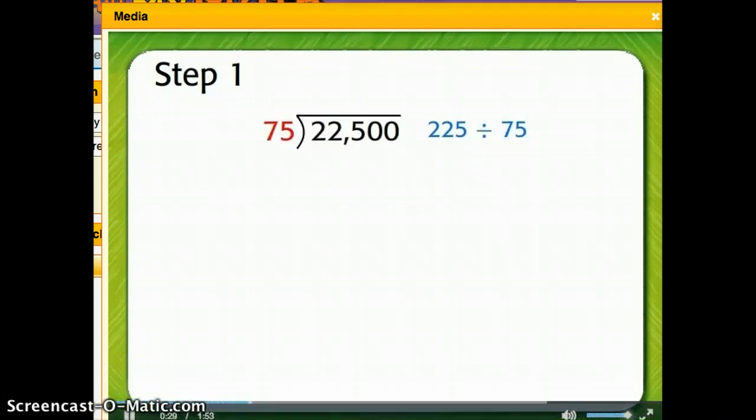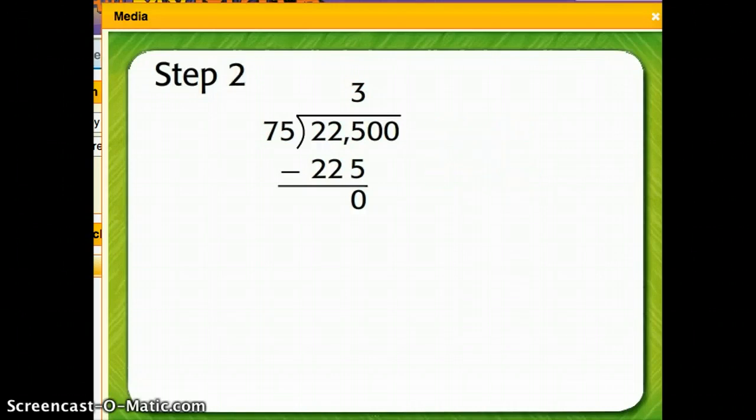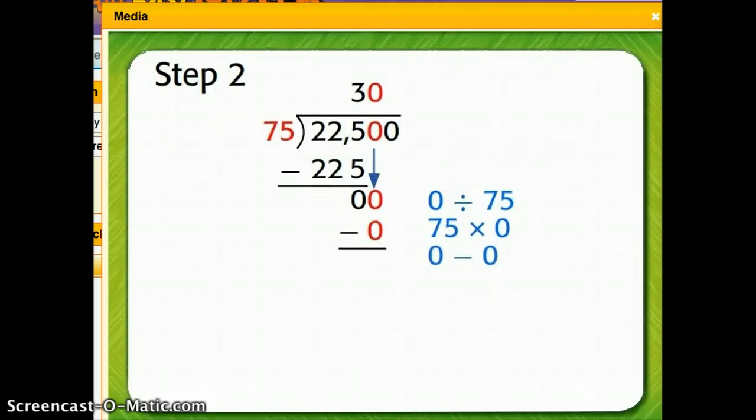First, place the first digit. Divide 75 into 225 3 times. 75 multiplied by 3 is 225. 0 remains. Next, divide the tens. Bring down the 0. 0 divided by 75 is 0. 75 multiplied by 0 is 0. 0 minus 0 is 0.